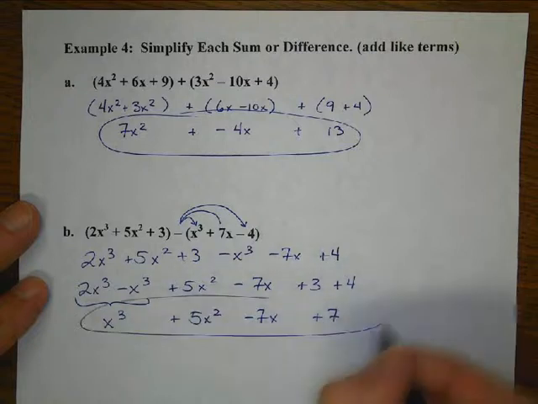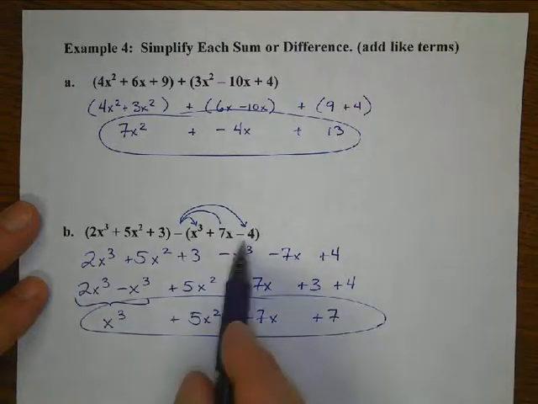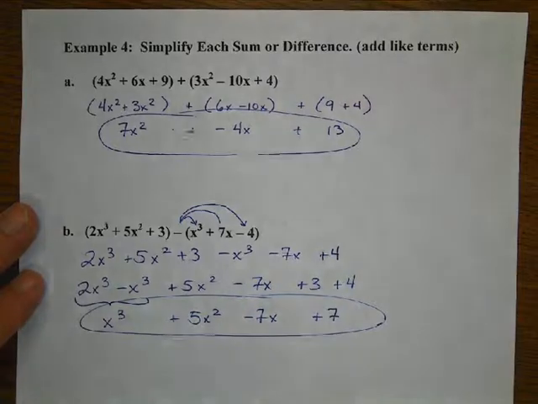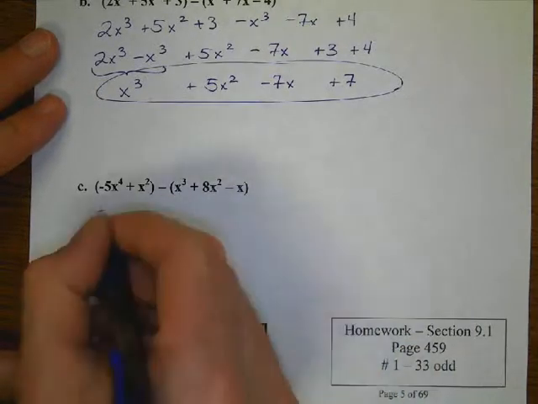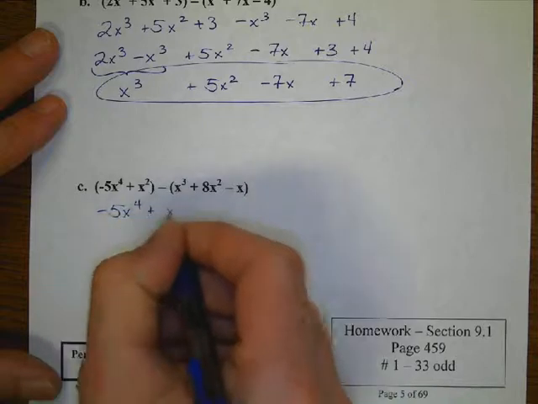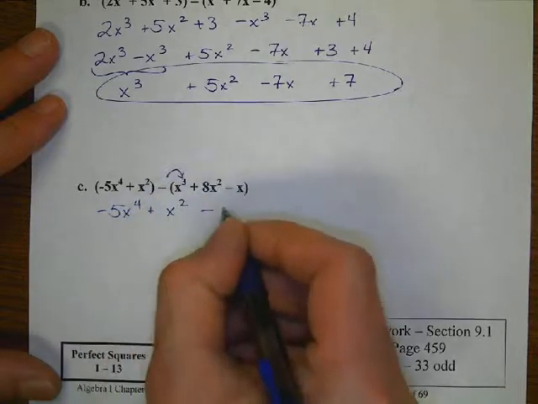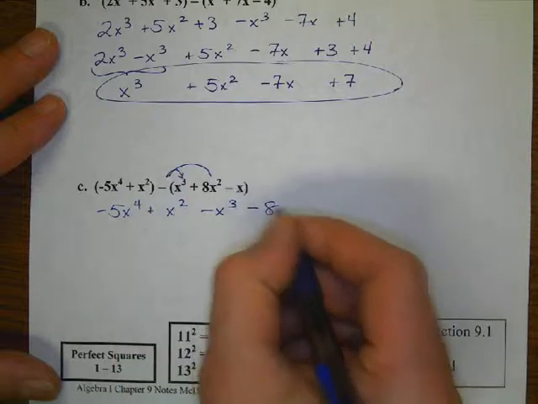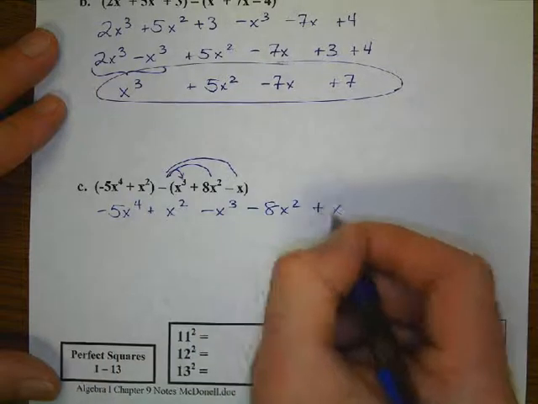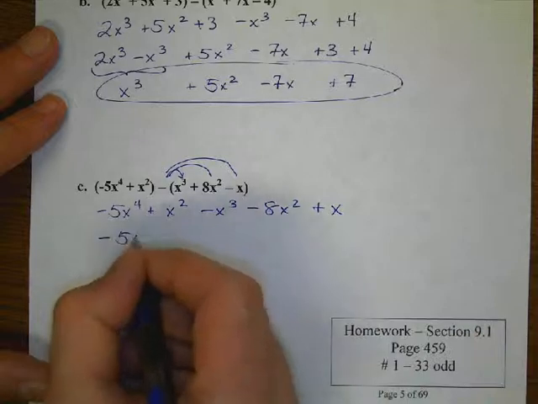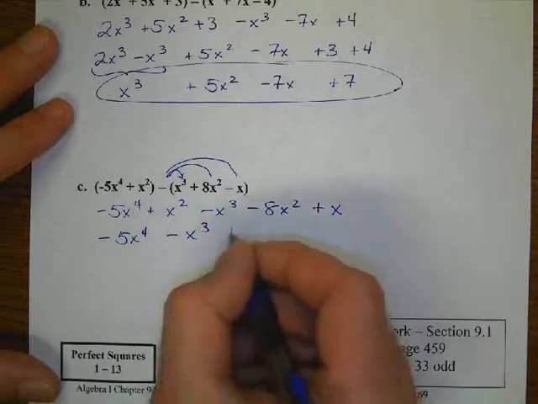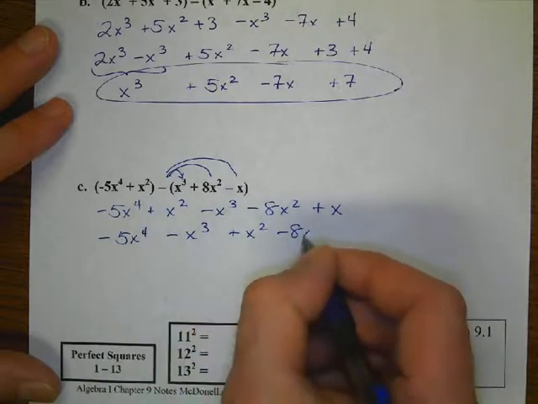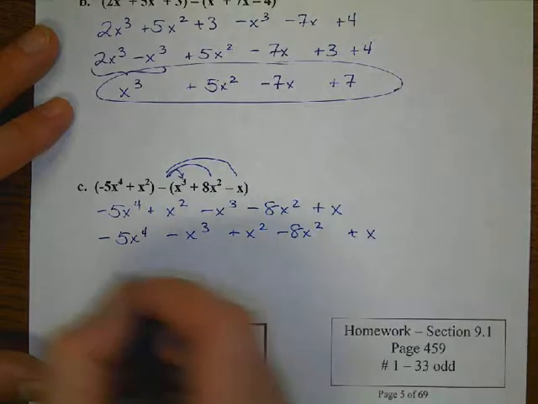Once again, we have a minus sign in front of the back parentheses. So let's distribute our negative. Obviously, the first parenthesis doesn't change. Minus x cubed again. Minus 8x squared. And minus a minus becomes a plus x. Now we group. 5x to the fourth, no other fourths. X cubed, no other x cubes. We have plus x squared and minus 8x squared, and then a plus x at the back. So our final answer is negative 5x to the fourth, minus x cubed, minus 7x squared, plus x.